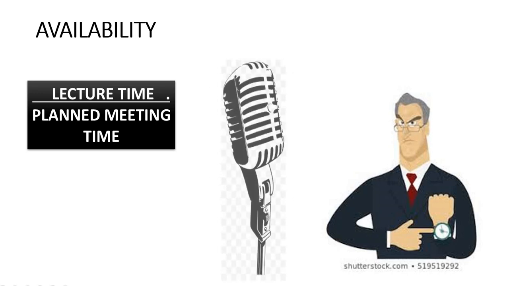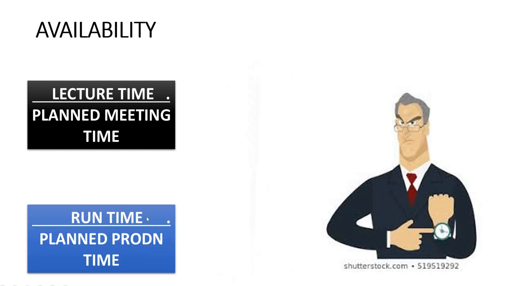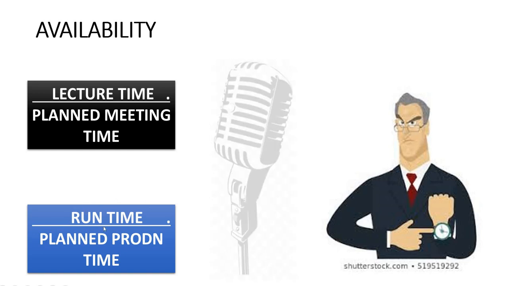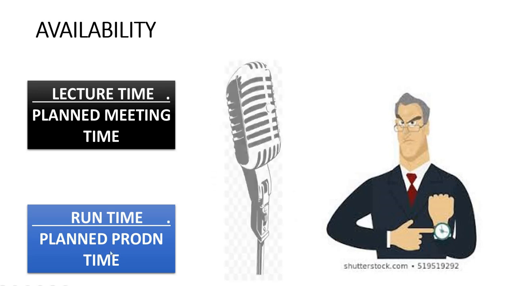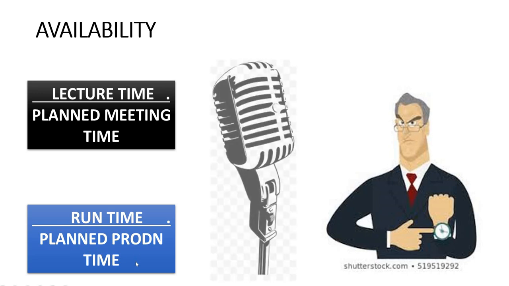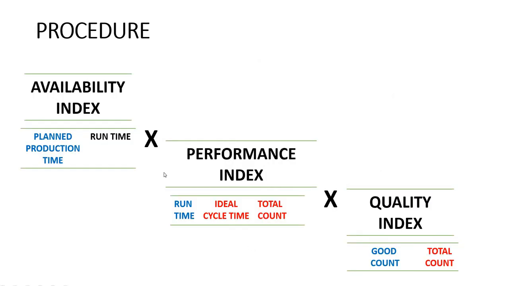So how much was he available, in what percentage? You would divide the actual time that he gave the lecture by the planned meeting time, or the planned production time. So hope this makes sense. And now just by multiplying all this. This is just not a formula, but just logic. Now we know all the data, we can just multiply, find the OEE, and calculate the effectiveness of our industry. Thank you.